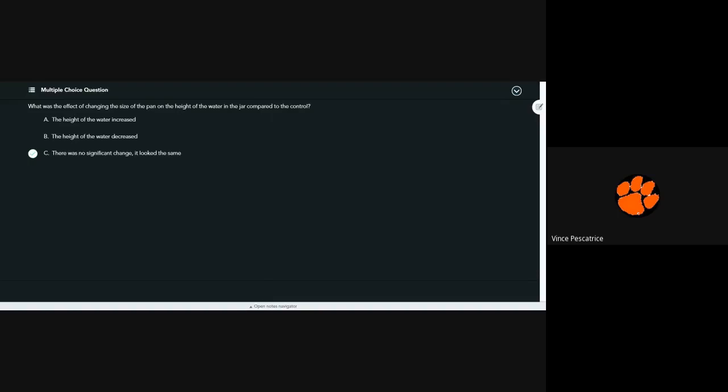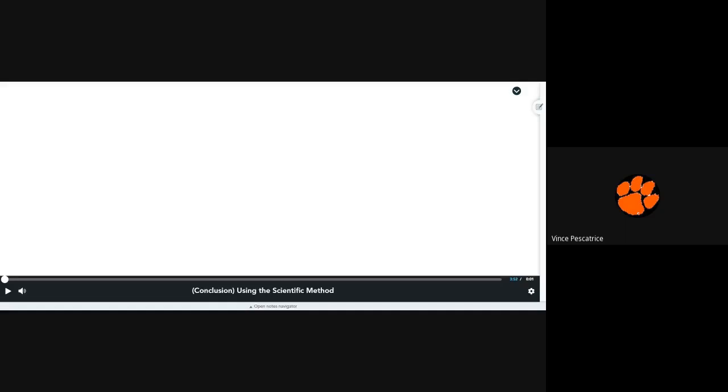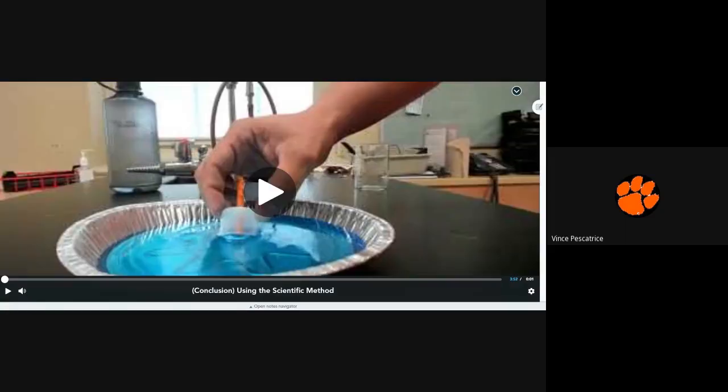All right, so we're kind of split on that one. Some people think that there was a change. Some people think that there wasn't. All right, and finally, on this one, I'm going to increase the size of the flame in the jar.